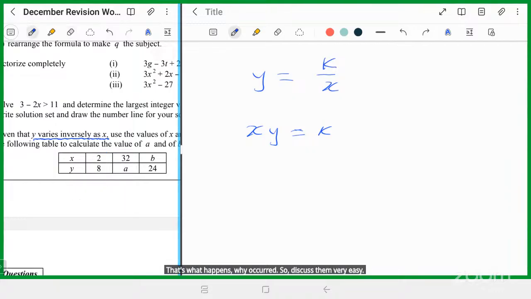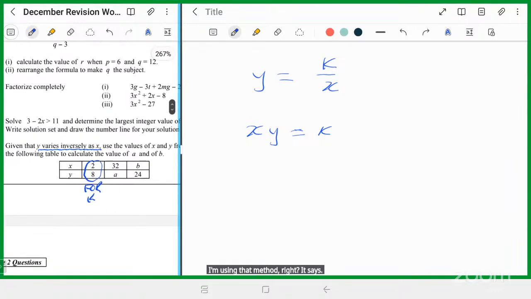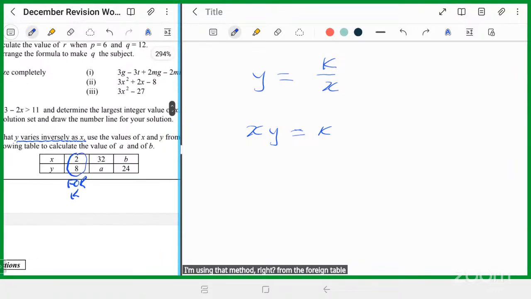Alright, so as I said, this is to find k. I'm using that method, right? It says, use the values of x and y from the following table to calculate the value for a and the value for b. The product is always 16. So let's show it. I want to find k first as our method. Find k first.